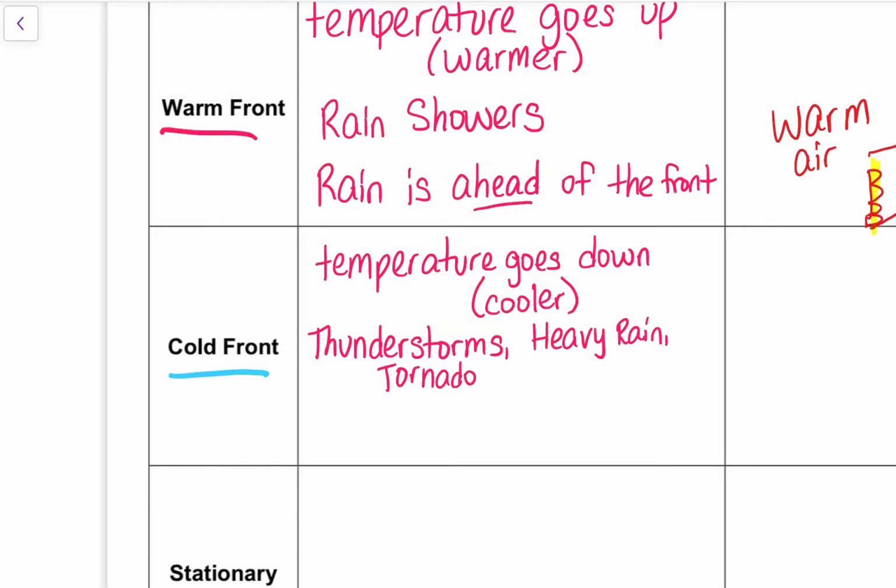And before we talked about where this weather happens, for a cold front, the rain or the storm happens on top of the front, so at the same location of the front. Rain is on top of the front. So let's see what this looks like.